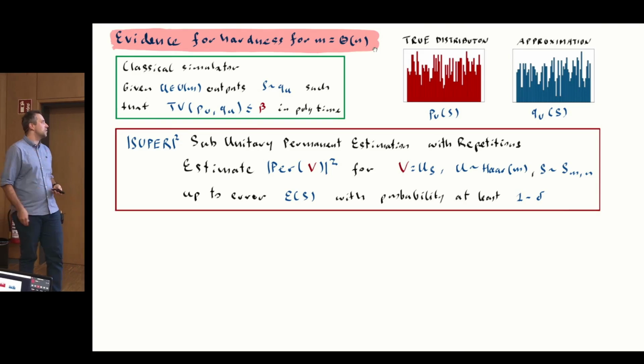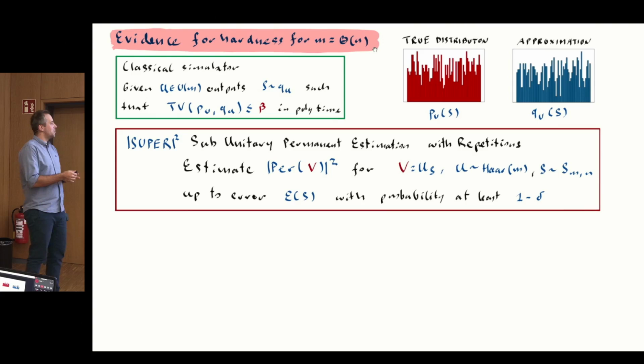It's called subunitary permanent estimation with repetitions. So the problem is to estimate the permanent of a matrix V, for V chosen as US, where U is randomly chosen and S is a random output pattern that you get from the uniform distribution over all possible basis states. And we are supposed to do it with some additive error epsilon, that can depend on S, the output, and with high probability over the randomness. Okay, so that's our problem that we needed to consider.